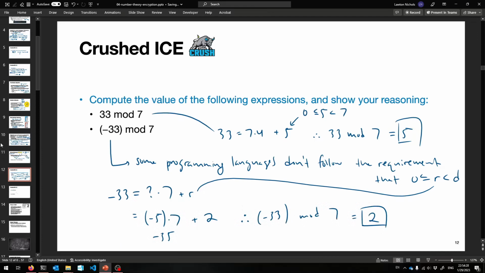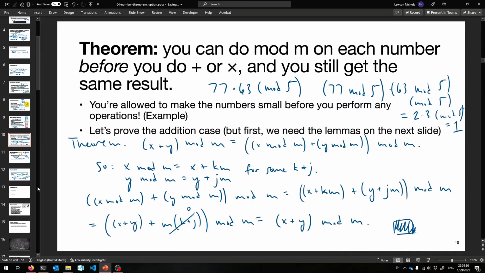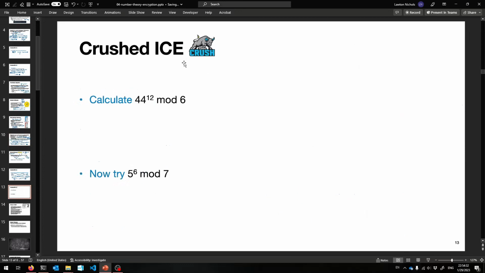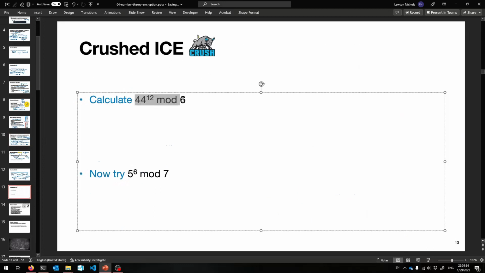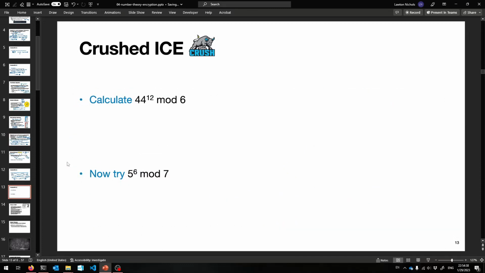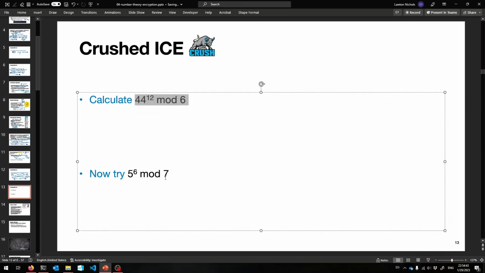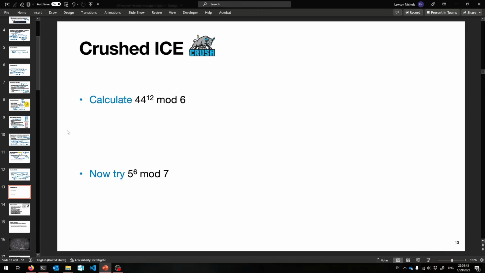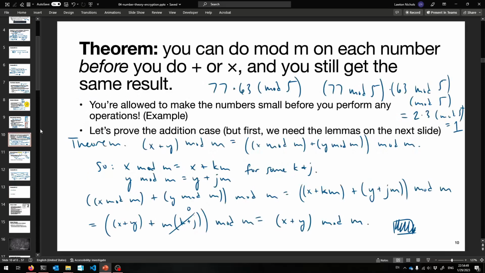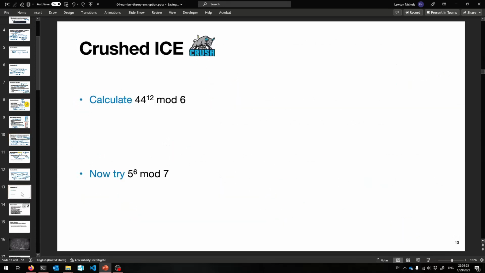With that in mind, and also this theorem in mind, wink wink, try this. You can do it. I promise that you can do both of these without going to a calculator, without going to a programming language. See if you can figure out the tricks. So calculate this guy mod 6 and this guy mod 7. Use your rule where if you're doing a bunch of multiplications or additions, you can take the modulus first before you do them. So here are the tricks.